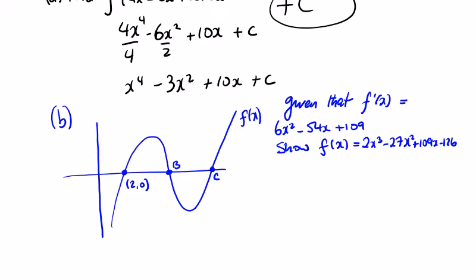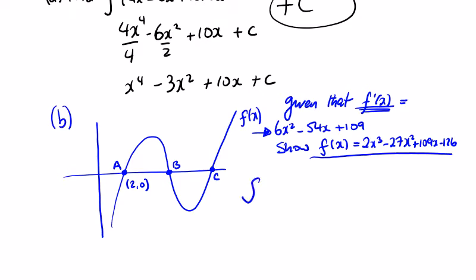So part B of this question is a cubic function. You're told it's not drawn to scale, and you're told that the graph cuts the x-axis at 3 points, A, 2, 0, which we're going to need to use in a minute, B and C, which we're asked to solve for in part 2. And you're told that given that f prime x, so the differentiated cubic, is equal to this, show that f of x is equal to this.